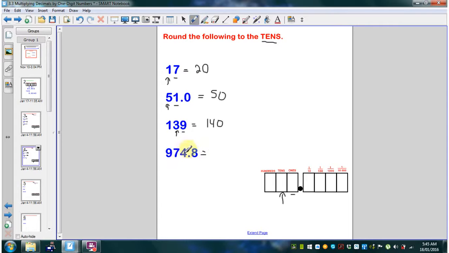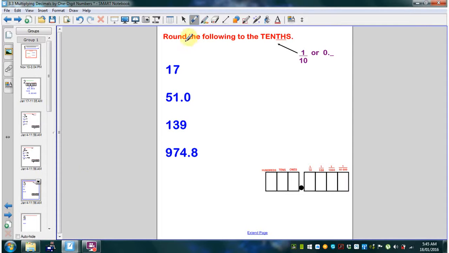This one here, we find our tens value. We look at the number behind it. It's 4, that means round down, so this becomes 900. Round down, and 70. And we can write that nice and even. Okay, a few more examples. So now we've got to round the following to the tenths.